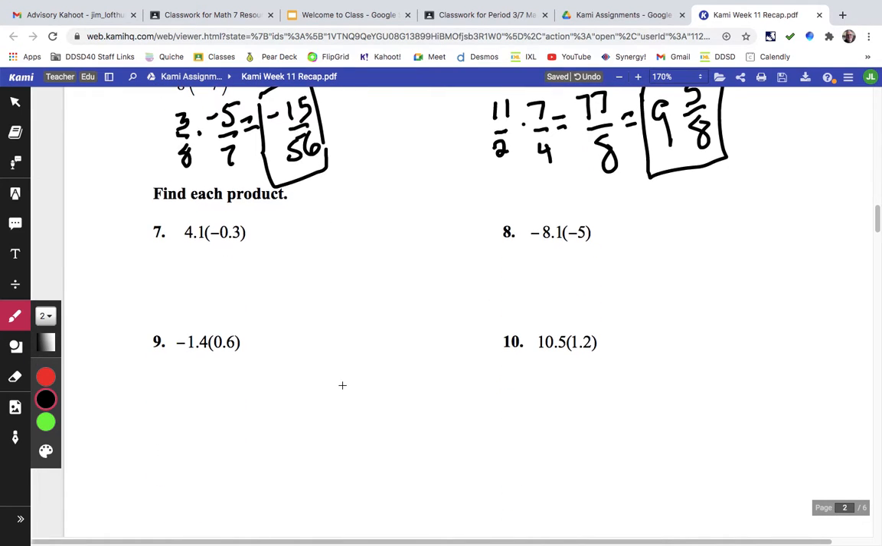I liked on Monday how the lady in the video said just do 3 times 41 and then we'll figure out the details. So that's 123. It's one negative, so it's negative. There's one decimal, so there's one decimal. So -12.3.